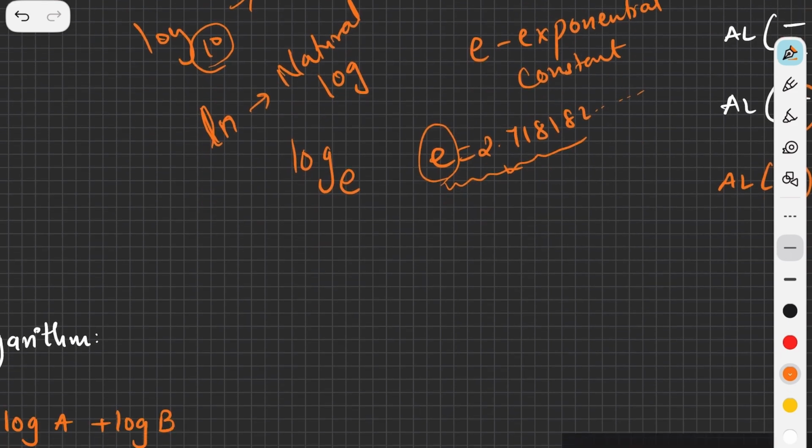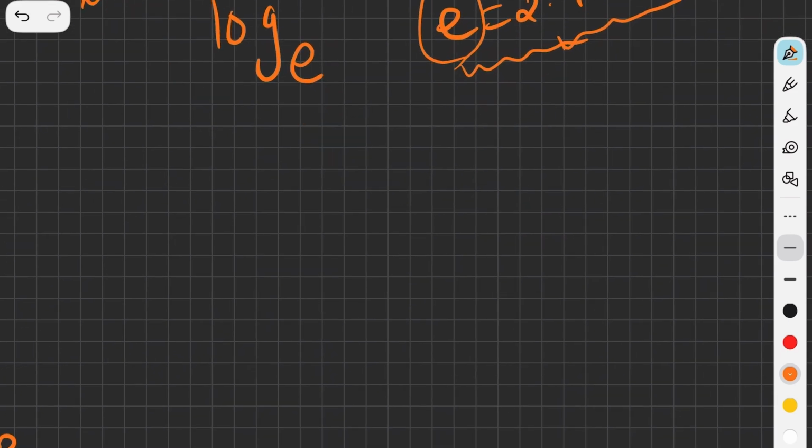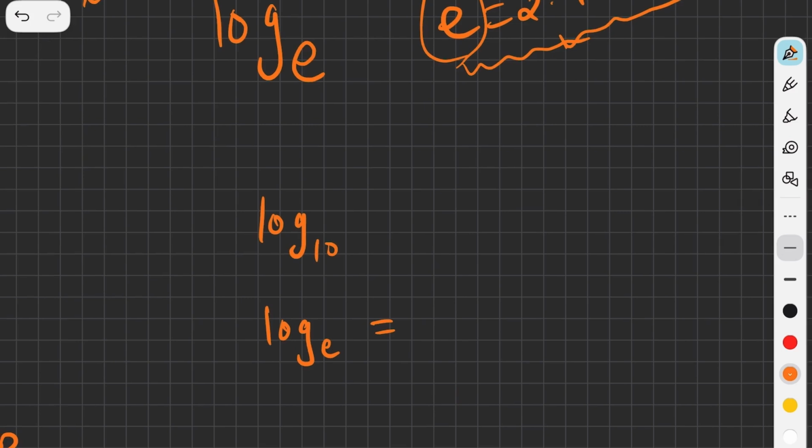So there are two kinds of log which are most commonly used. One is to the base 10 and the other is to the base e, where e is the exponential constant. If the base is e, you sometimes write ln, which implies natural log. When there is nothing written, we normally should note which base we are in.